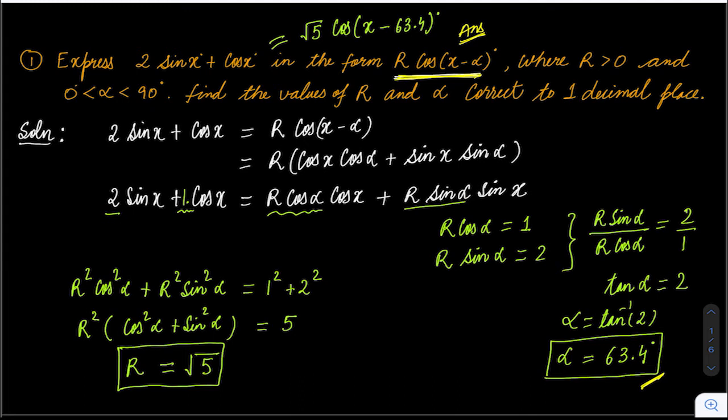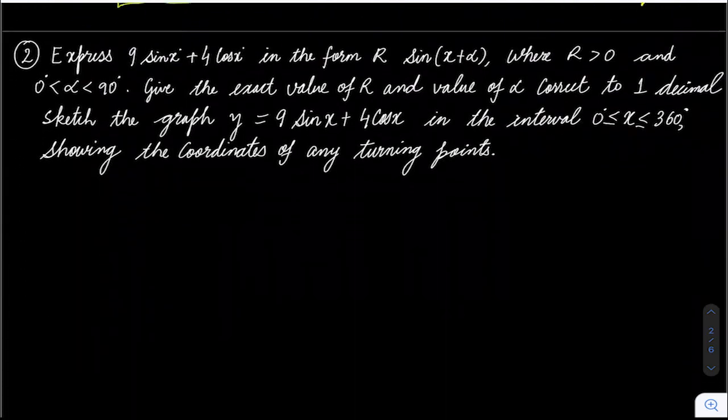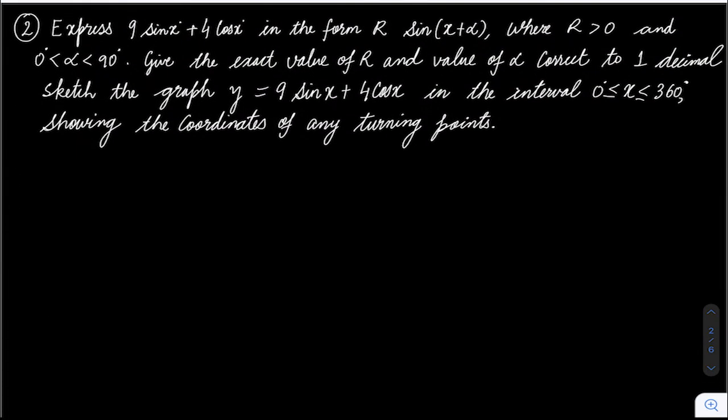Okay, so let's try one more question on this. Express 9 sin x plus 4 cos x in the form of R into sine of x plus alpha. This time we have to express in terms of R times sine of x plus alpha, where R is positive, alpha is from 0 to 90. Give the exact value of R and the value of alpha correct to one decimal place, and sketch the graph in the interval 0 to 360 showing the coordinates of turning points.